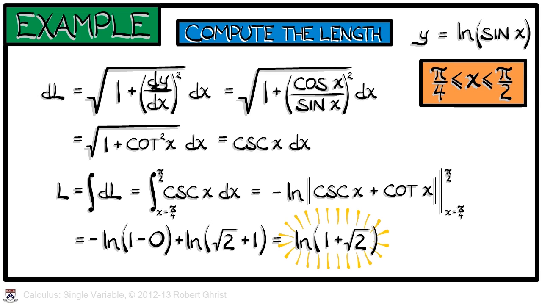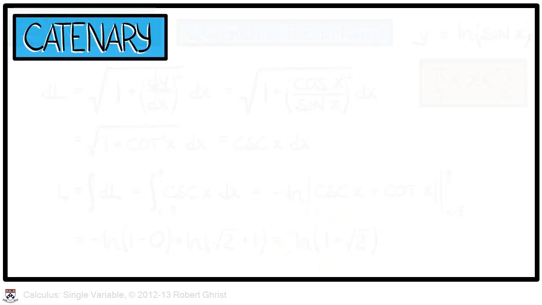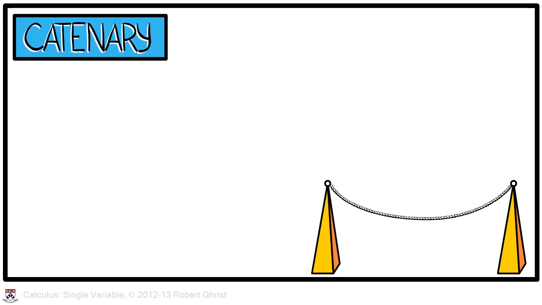One of the sad truths about arc length problems is that so often the integrals get messy because of that square root, and they can be pretty difficult to evaluate. But it's not all bad news. There are some very interesting problems that we can solve with integrals. One is the catenary. That is the shape of a hanging cable.